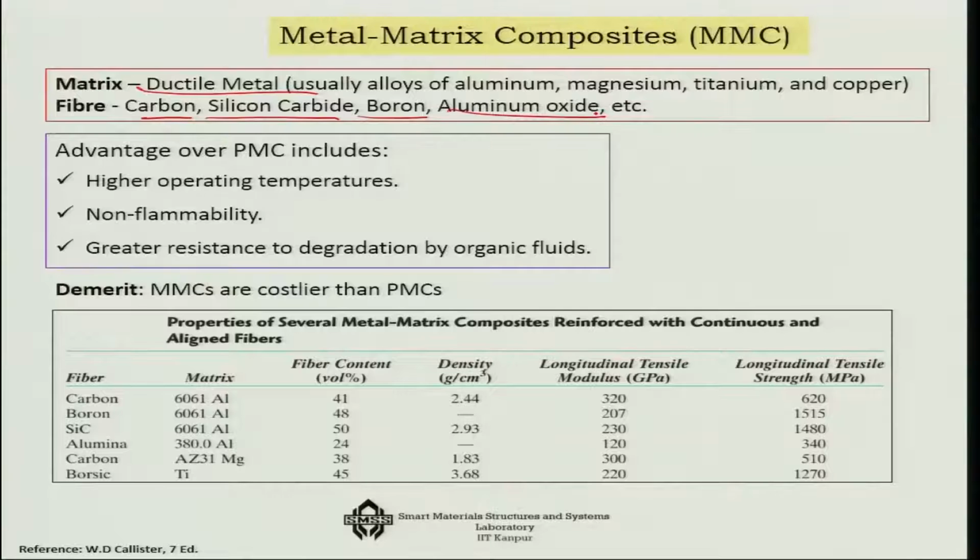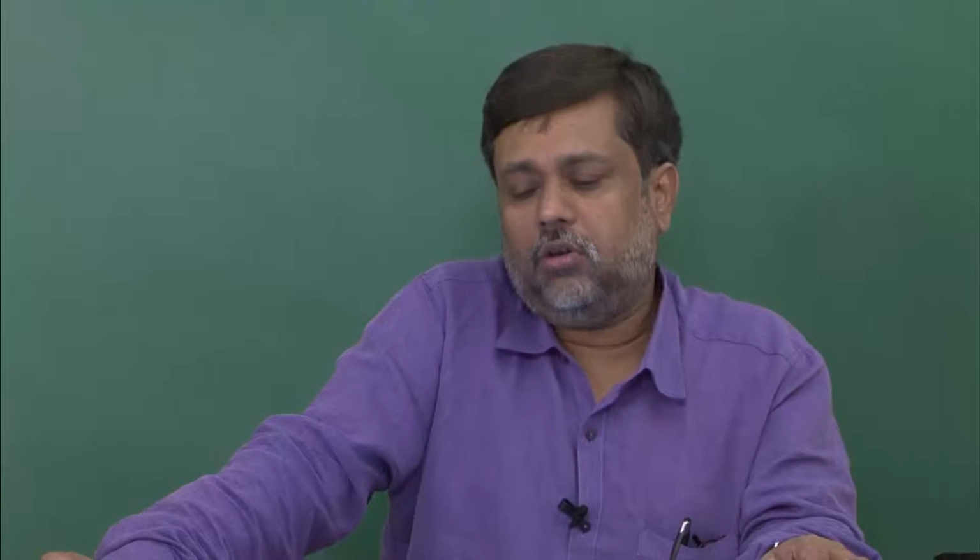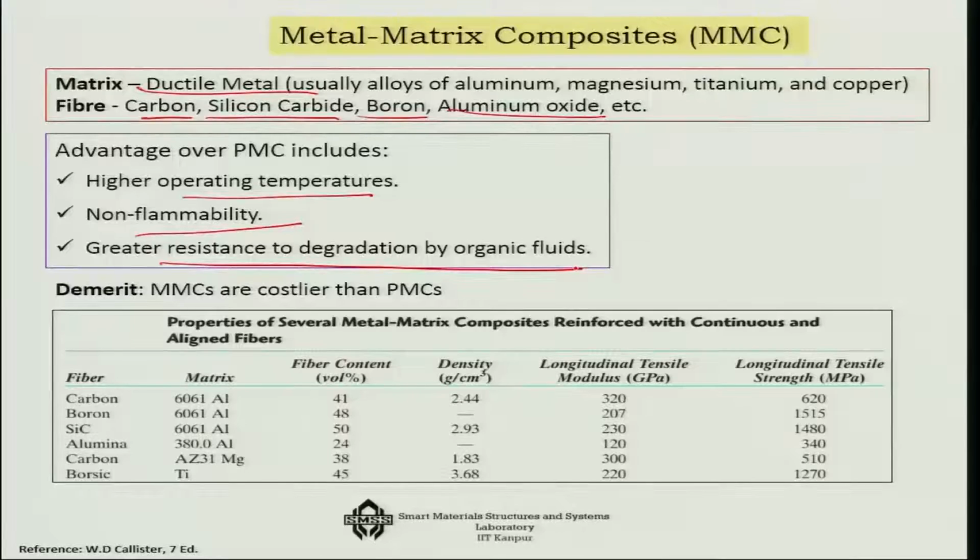Advantage over PMC is definitely high operating temperature and non-flammability and greater resistance to degradation by organic fluid. In many chemical plants there are these organic fluids which can contaminate the pipelines. So this MMC is much better in all such cases, including a good operating temperature.